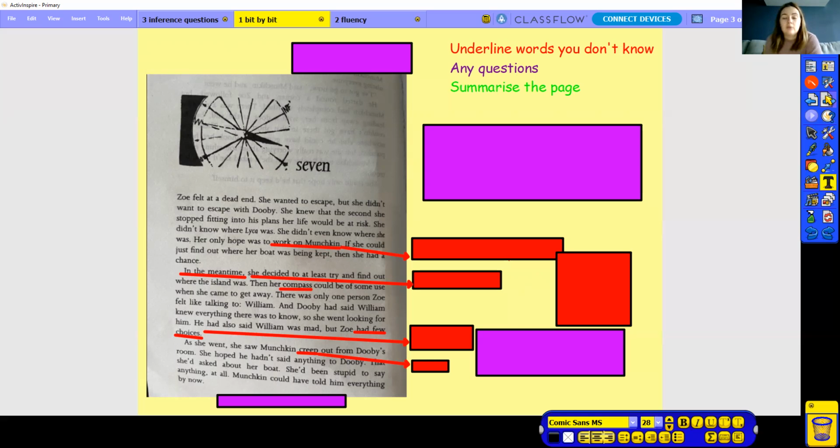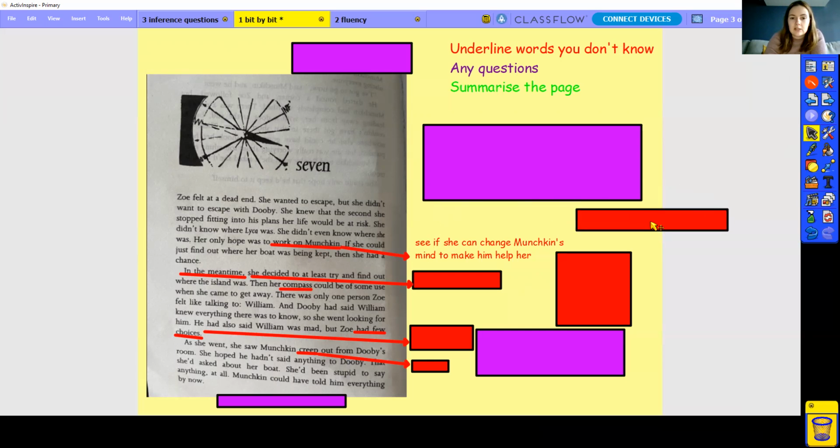So as we went, I underlined some certain things. One of the things I underlined that I wasn't sure whether or not we'd all understand is this little phrase here: her only hope was to work on Munchkin. And what it means by that, to work on Munchkin, is see if she can change his mind and convince him to help her. Because at the moment, Munchkin is on Doobie's side and she wants to work on him to convince him to help her escape this island. And that's what she wants.